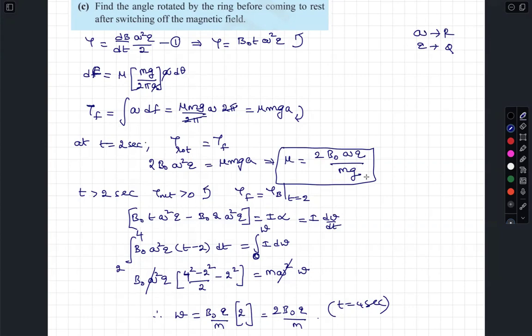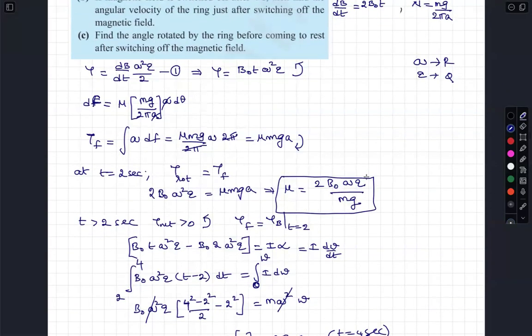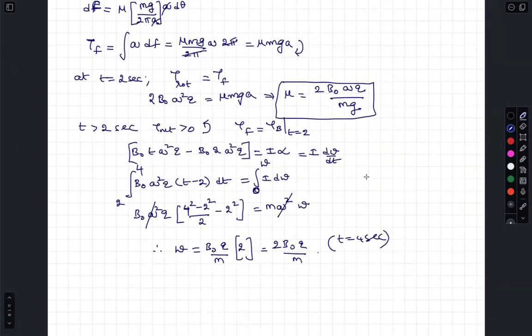Yes, sir. Understood. Right. What is the third part? Find the angle rotated by the ring before it comes to rest after switching off the magnetic field.